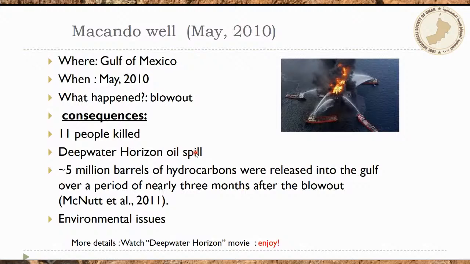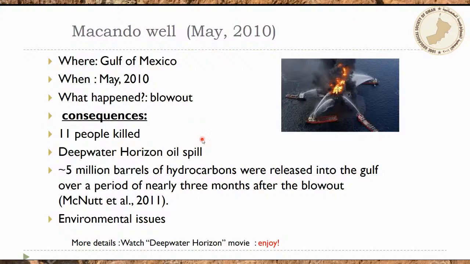Okay, the most famous incident is the Macondo well, which happened 10 years back in the Gulf of Mexico. What happened is a blowout, and there were terrible consequences. 11 people were killed, and imagine 5 million barrels of oil spilled into the Gulf. We got environmental issues and all of these things, because of this blowout. They maybe did not evaluate the pore pressure of the reservoir in the proper way. Also, there is another reason for that.